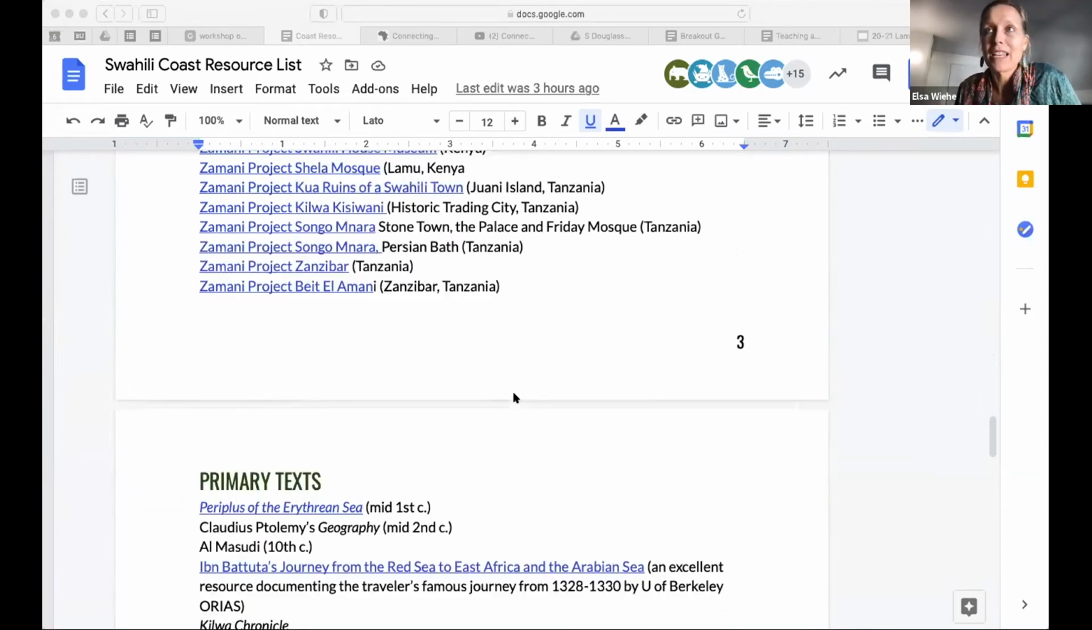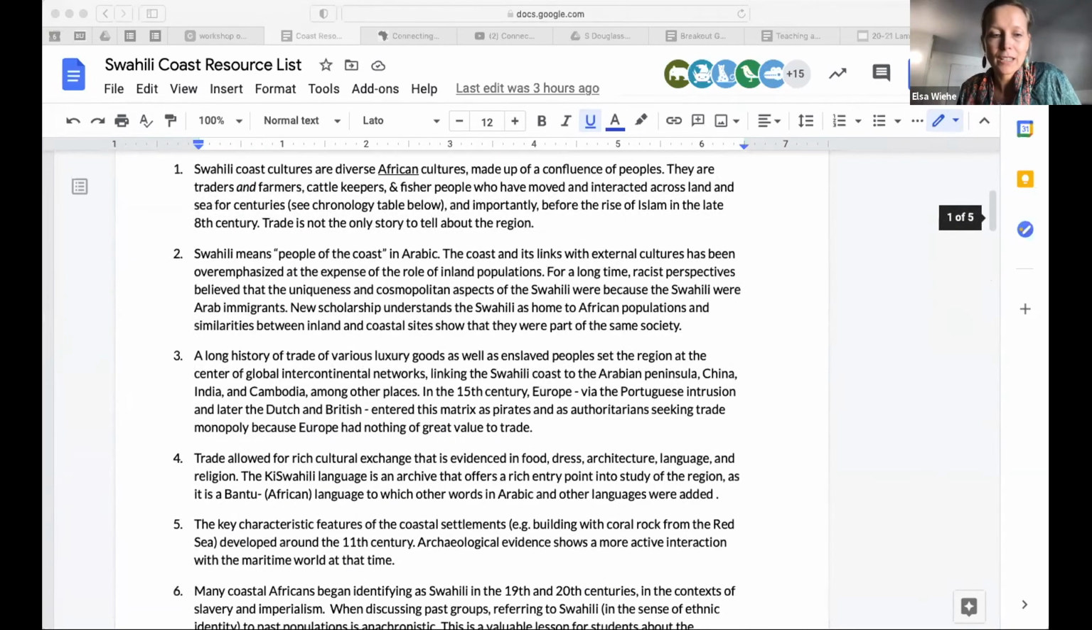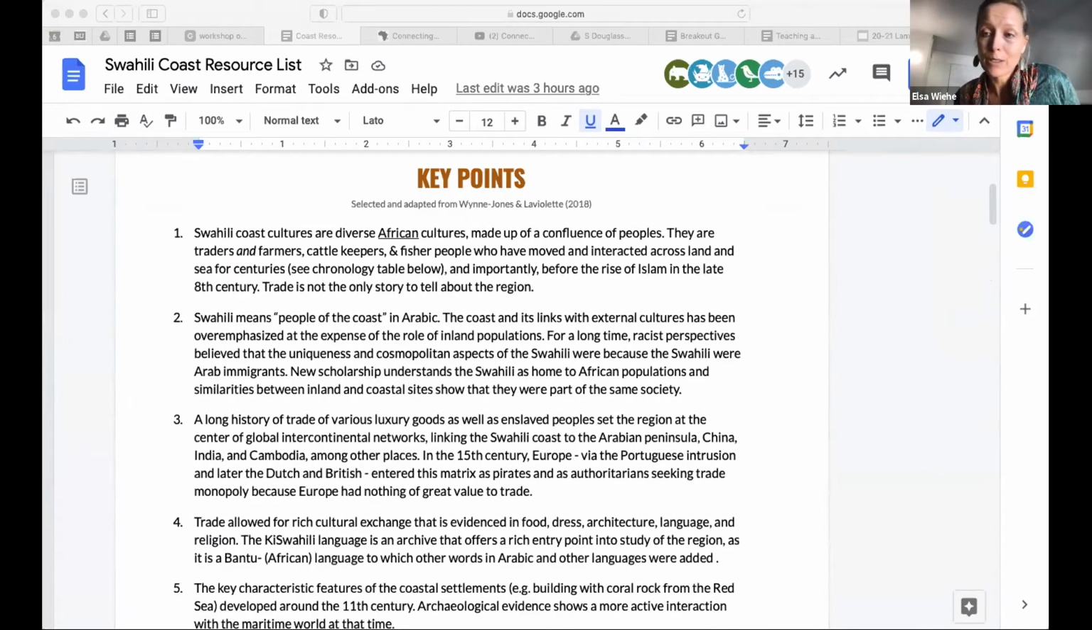At the top of the page, we started out with some core ideas about Swahili coast history, including some important debates which we feel you should know about. For example, one important idea is that the way the narrative has been told about the Swahili coast is that it gets its cosmopolitan and unique features because of its links with external cultures. This story has been overemphasized, fully overemphasized, at the expense of the role of inland African societies. Thankfully, new scholarship understands the Swahili as home to African populations and has amply demonstrated that both the inland and the coastal sites were part of the same society.